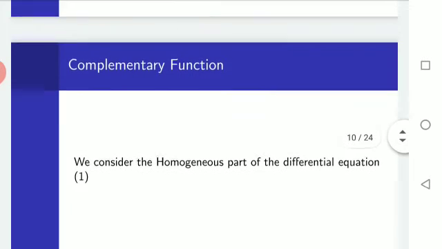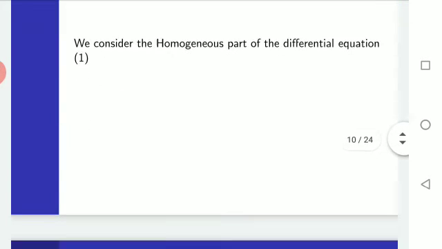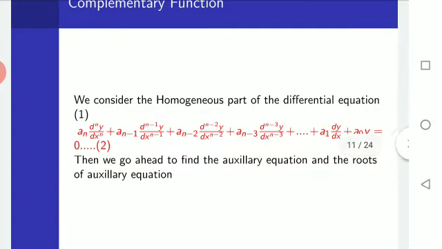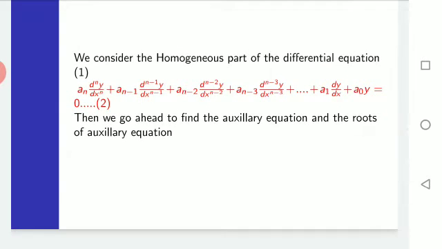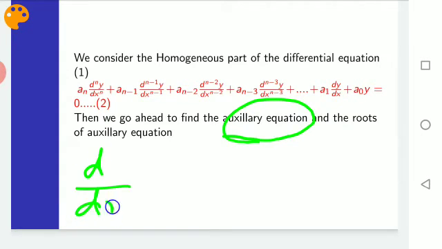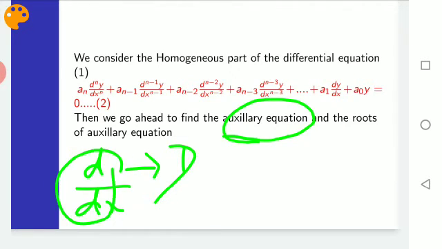So how do I get the complementary function? Once I consider the homogeneous differential equation, which is given as follows, this is your homogeneous differential equation. I will go ahead to find what is called the auxiliary equation. Now, what is the auxiliary equation? Now, this is important. How do I find the auxiliary equation? The auxiliary equation is basically d/dx, which we normally write as capital D. In the auxiliary equation, either d/dx or capital D, I will write as equal to m.